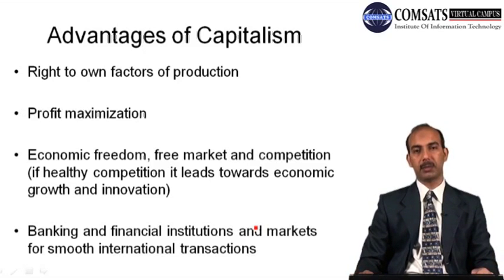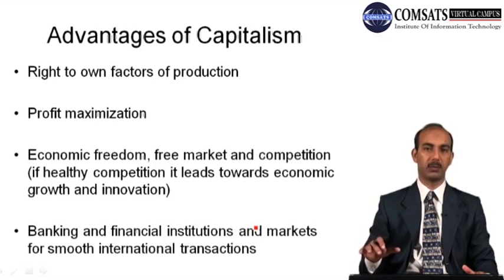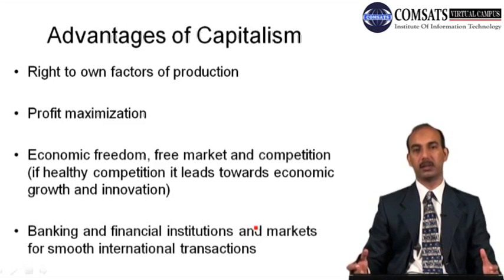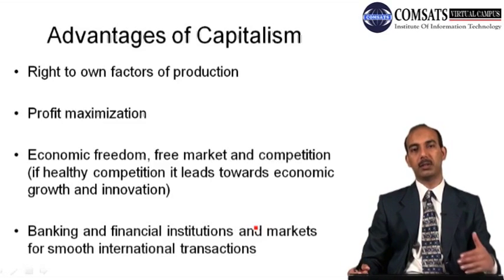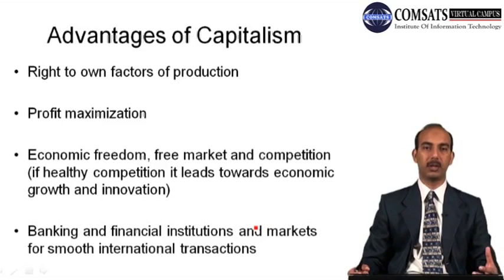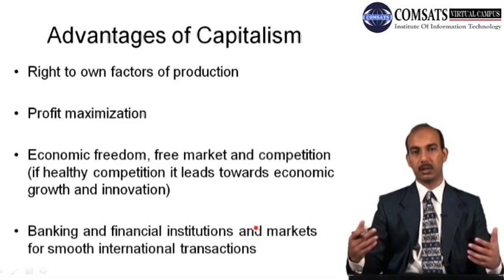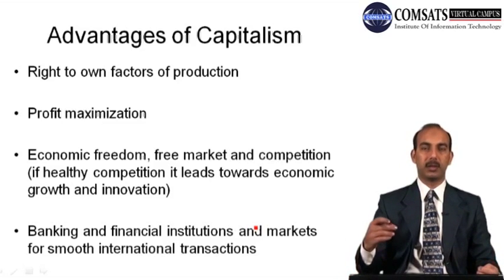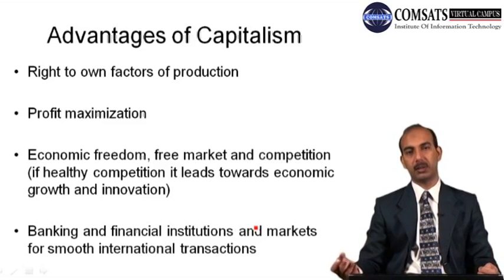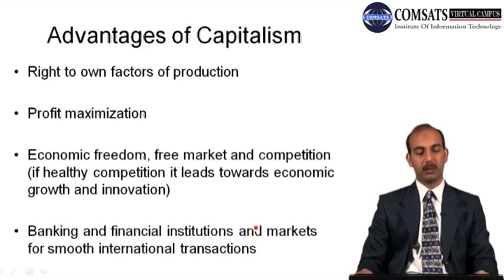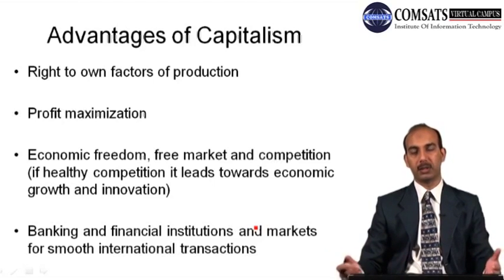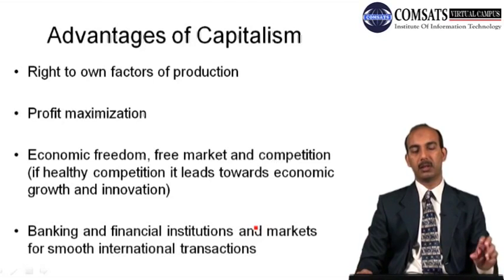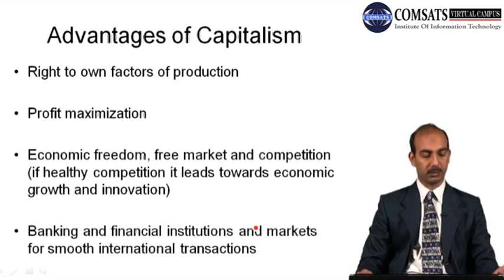And also capitalism evolved banking and financial institutions and markets for smooth international transactions. So whatever financial system we see at the moment has evolved under capitalism. There has been so much sophisticated infrastructure that nowadays transactions have become very rapid. Just in minutes you can complete your transactions, you can send your balances from one account to another just by sitting at your computer and logging on to your account. So all such progress has been made under the capitalistic system.